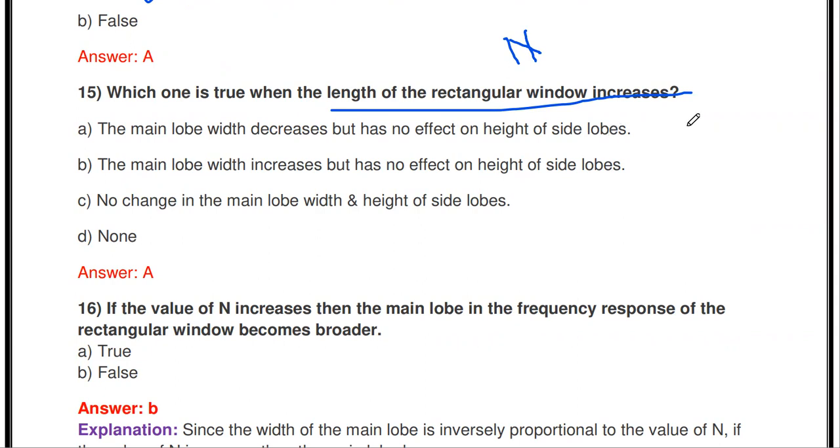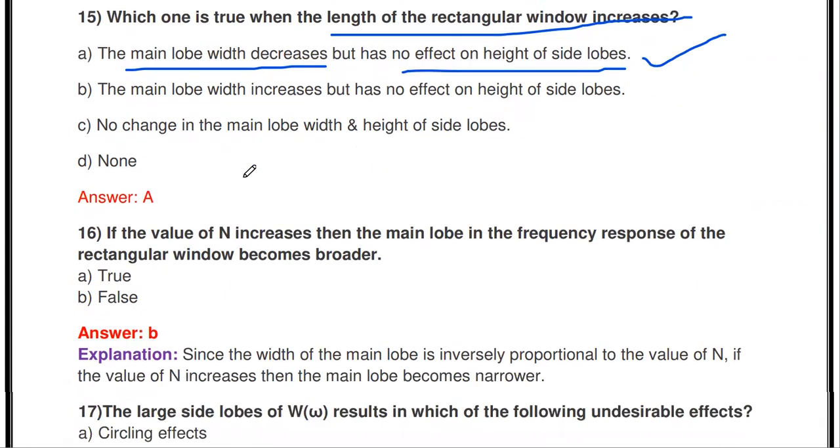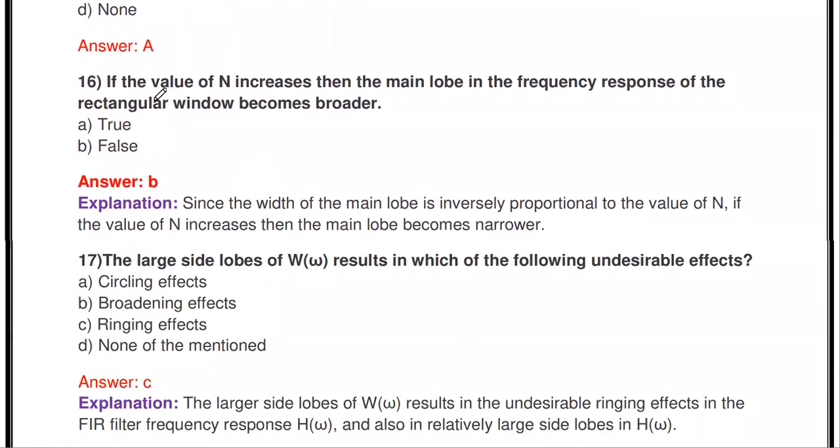So if the length of the rectangular window increases, the main lobe width decreases, but it has no effect on the height of the side lobes. This is the correct answer. Then the next one: if the value of N increases, then the main lobe in the frequency response of the rectangular window becomes broader. This is false.